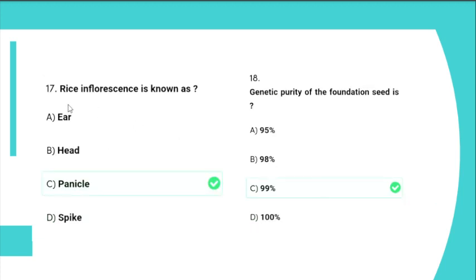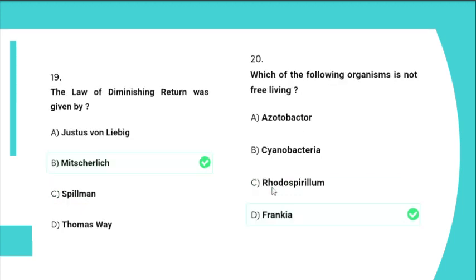Next question: rice inflorescence is known as? Rice inflorescence is known as panicle. Option C is correct. Next question: genetic purity of foundation seed is? Here option C is correct, that is 99%. Next question: the law of diminishing returns was given by? Option B is correct. Mitscherlich gave the law of diminishing returns.